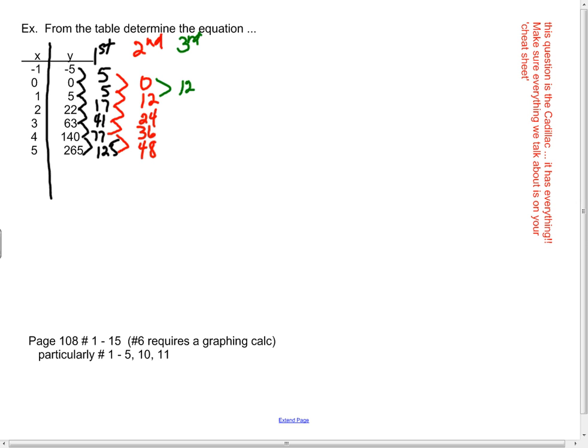12 take away 0 is 12. 24 take away 12 is 12. See a pattern? 12 and 12. So the most important part is determining that this thing is a cubic.